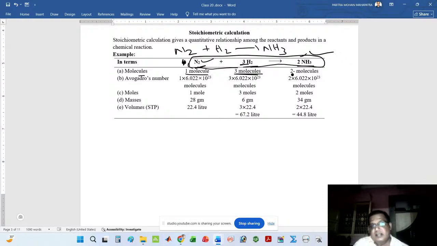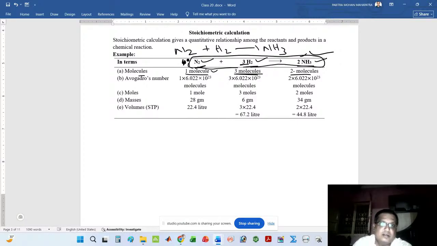So here I can write 2 molecules. That means in terms of molecules, 1 molecule of N2 reacts with 3 molecules of hydrogen to give 2 molecules of ammonia. Suppose I want to express this in terms of Avogadro's number. I explain this equation in terms of Avogadro's number.